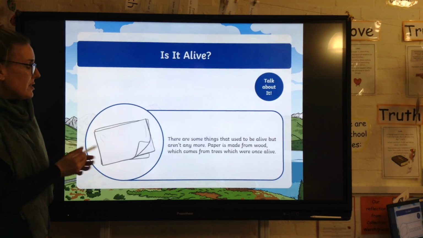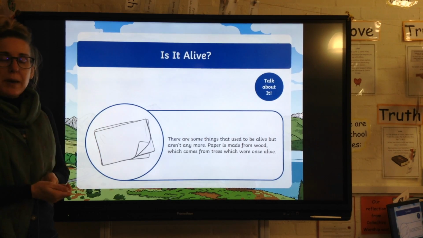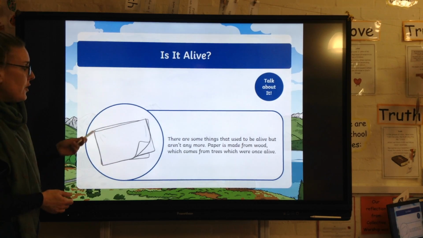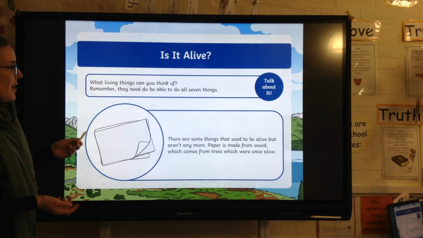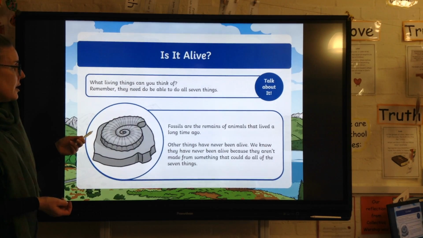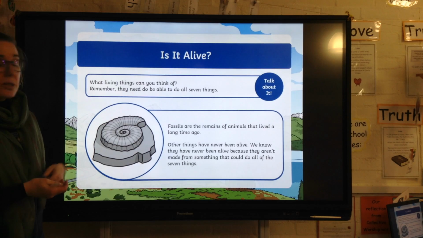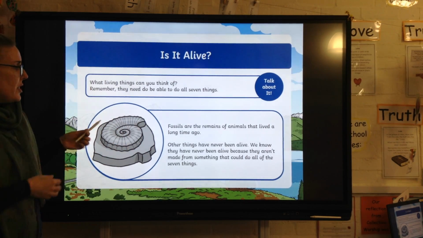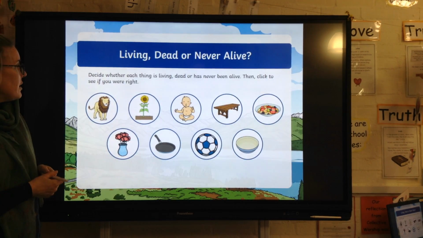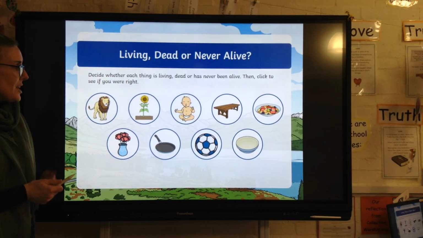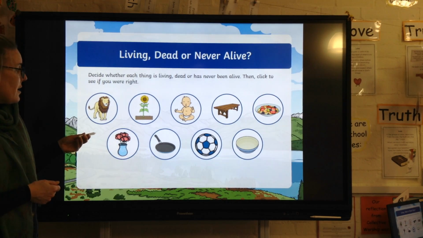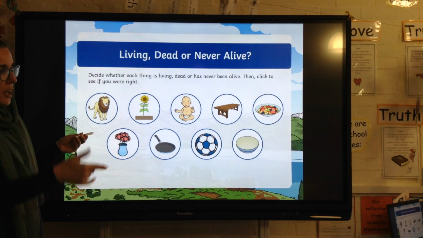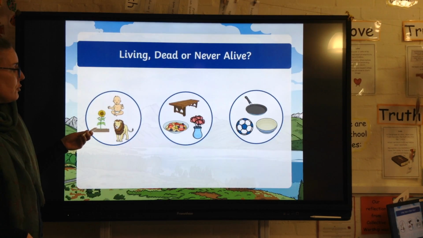Is it alive? There are some things that used to be alive. The piece of paper used to be a tree, so it used to be alive when it was a tree. Have a think about some of those things. Fossils, remains of an animal. It used to be alive, but now it's dead because the animal has died and it's no longer living. You've got some different objects here that you can have a think about and talk about. You might want to pause the video or just use the PowerPoint on its own to have a look through.